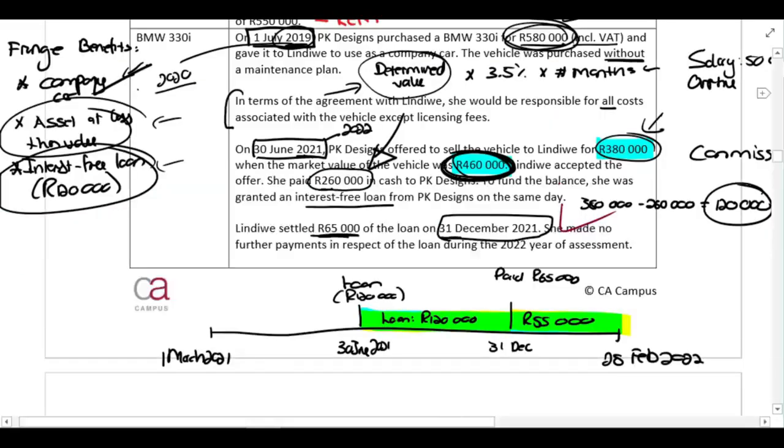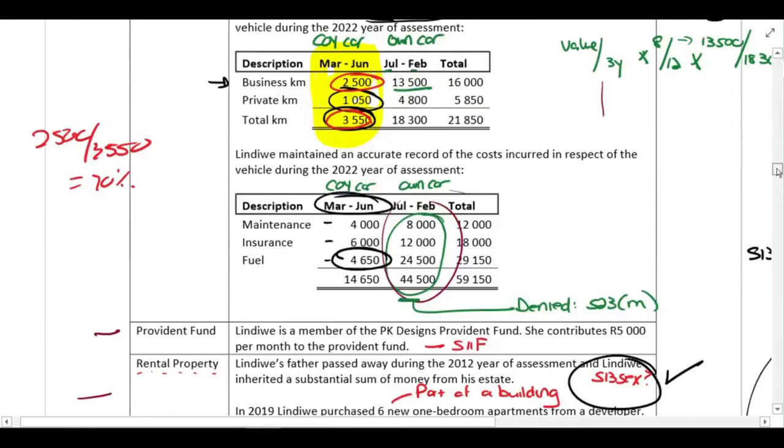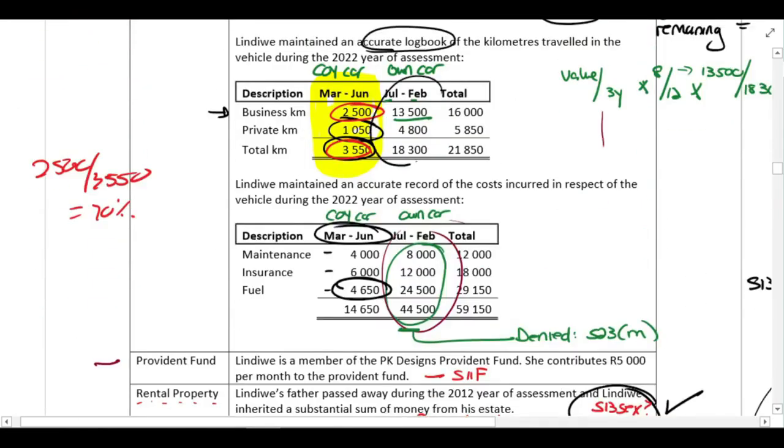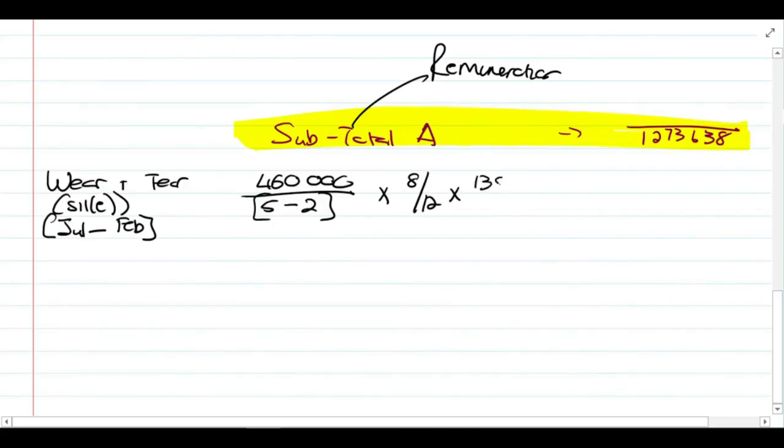And then we have to get it for the business kilometers. Remember, only for the business portion. So July until February, over 18,300. There we go. Those are business kilometers. You can't do it for the total. You have to apportion it out. Okay, so this gives us the wear and tear. Remember, it's a deduction.